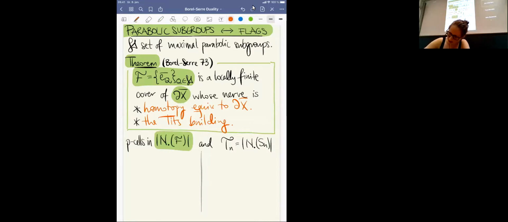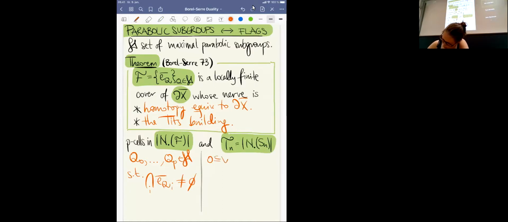So a P cell in here corresponds to a choice of maximal parabolic subgroups that satisfy that the intersection of the associated pieces of the cover, these EQIs, the closures of these boundary components, is non-empty. That's the definition of the nerve. In the TIPS building, we have a flag.